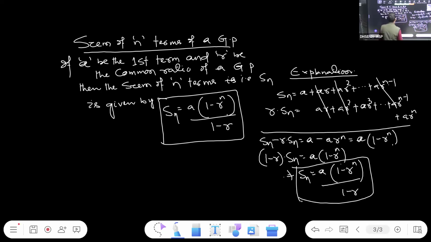Sum of n terms Sn is equal to A times 1 minus R to the power n upon 1 minus R. Quickly note it down.